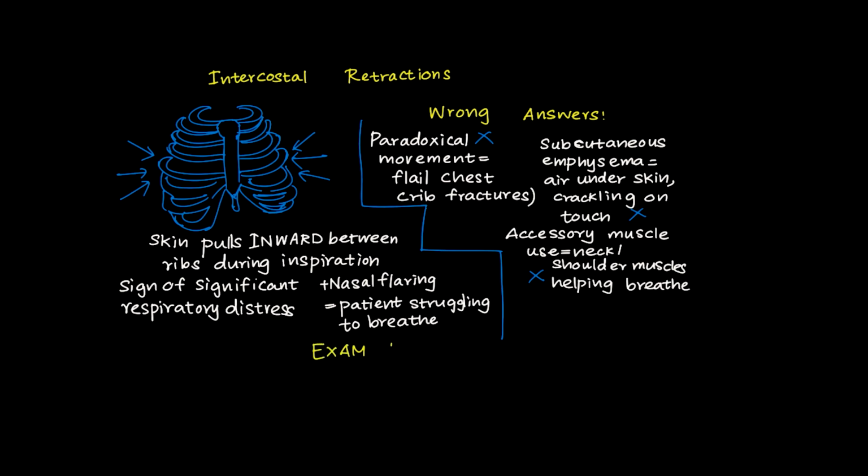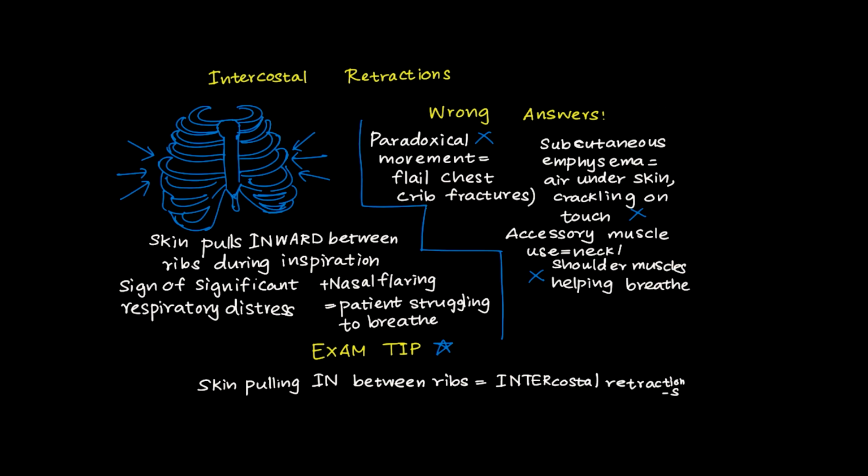Here's a WGU D443 OA exam tip for you. Skin pulling inward between the ribs during inspiration equals intercostal retractions. The word intercostal is your clue. Inter means between, costal means ribs. Quick recall hook: intercostal retractions equal sinking skin pulls in between the ribs. Intercostal, inward.